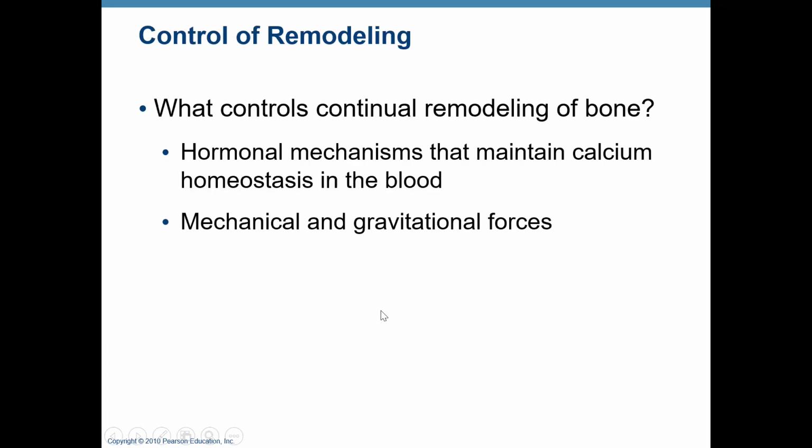What else controls where you want to put bone or make more of? Here they're referring to how you know when to take calcium out or put calcium into the bone, not necessarily where to put bone down or take it out, through hormones. And the forces, again, how do you know to put more bone down or take it out: the stress you put upon it. So there are two hormones that help maintain constant calcium levels in your bloodstream. One's called parathyroid hormone, and the other one's called calcitonin.